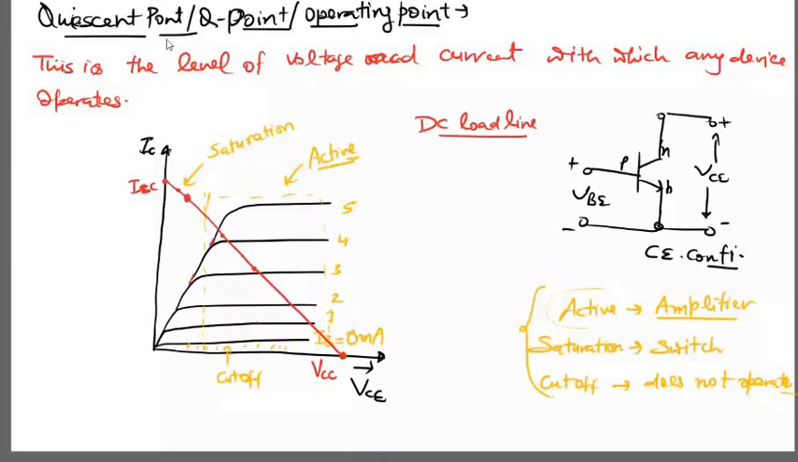The point on the DC load line is known as the Q point because this is the level of voltage and current. Q point defines the level of voltage and current with which any device operates. So suppose I have selected the Q point somewhere in the middle of the DC load line, in the active region. This is a very important question: how to select the Q point. So you just think what happens.